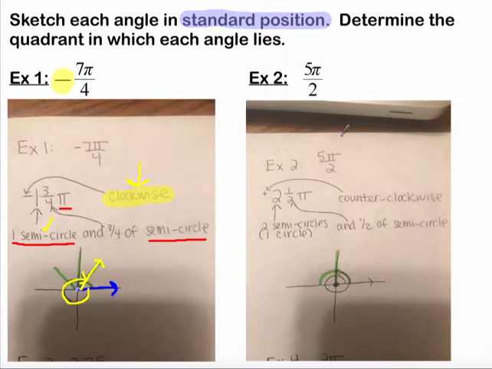In example 2, we have 5 pi over 2. So I always like to think about that in its mixed number form. So 2 goes into 5 2 times with a remainder of 1. So 5/2 is the same thing as 2 1/2. Remember, that's a positive angle, and it's important to note that positive angles go counterclockwise.